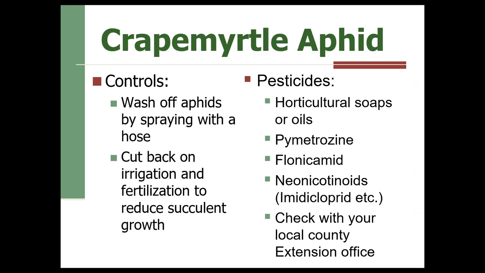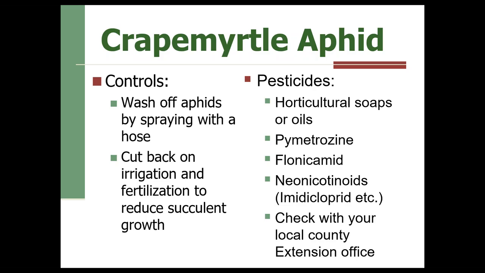Firstly, you can simply wash off aphids from a plant by spraying with a hose. It is remarkably effective to do this if you have a small number of plants that are infested. The other thing is to remember that succulent growth is very attractive to crepe myrtle aphids. So if the plant is a little tougher, with a little less irrigation and a little less fertilization, you have less succulent growth, and so the plant would not be as attractive to crepe myrtle aphid.